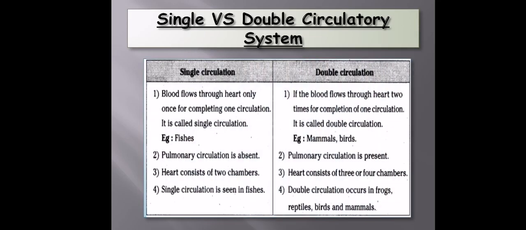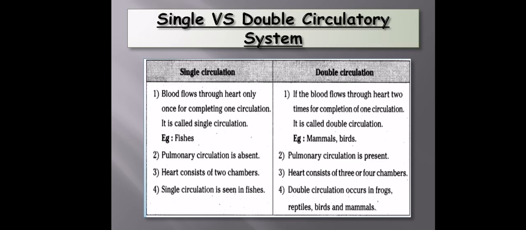So single circulation is what? The blood flows through the heart only once for completing one circulation. It is called single circulation, for example, fishes. While double circulation, if the blood flows through the heart two times for completion of one circulation, it is called double circulation. For example, mammals and birds. We have already discussed that.